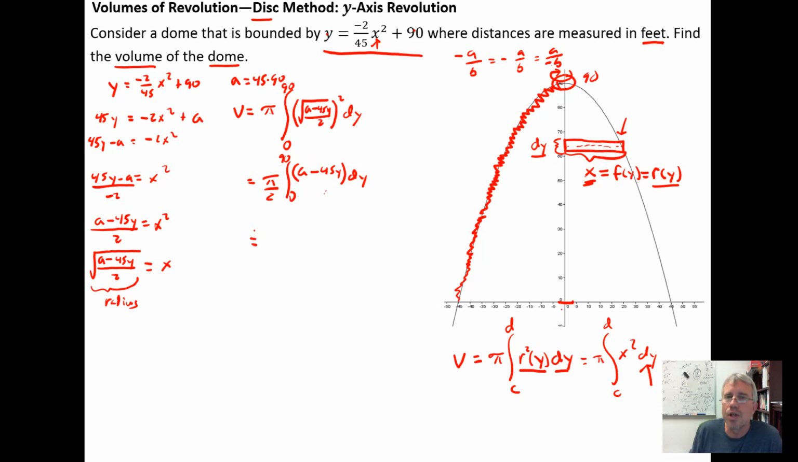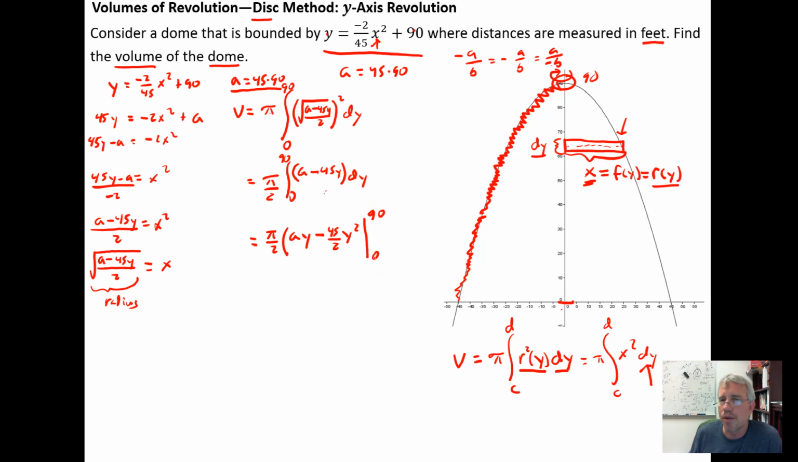So the volume is going to equal pi over 2 times, if we integrate a with respect to dy, because a is just a constant, right? A is just 45 times 90. We're going to get a times y when we anti-differentiate, minus, and this y is going to need to be a y squared, so we're going to need 45 over 2, so that 2 is in place to kill the exponent of 2 using differentiation. So there's the antiderivative, and we need to evaluate it from 0 to 90.